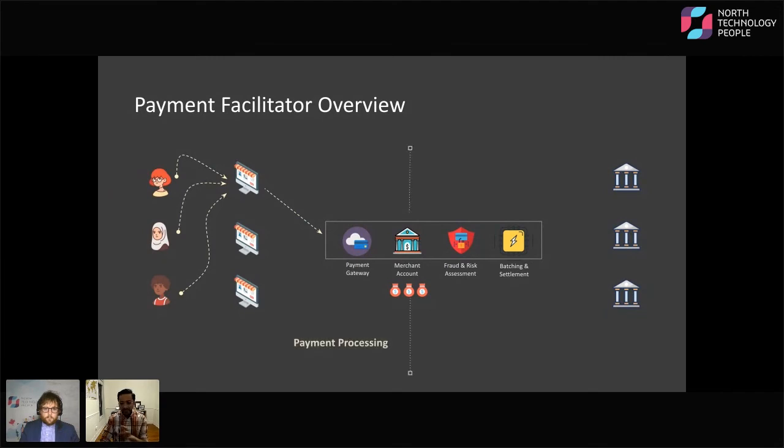Till this batch is called payment processing. Then, as we talked about, we go through a fraud and risk assessment and batching and settlement process. And that portion is called the payment payout. And when that is done, that money basically moves to the business owner's account. So that was an overview of payment facilitation.